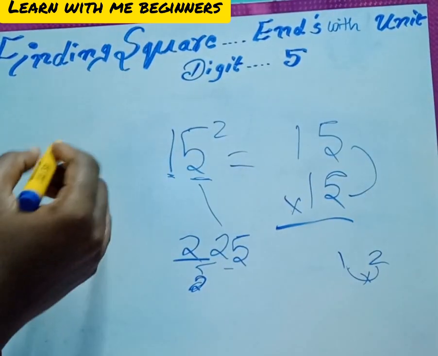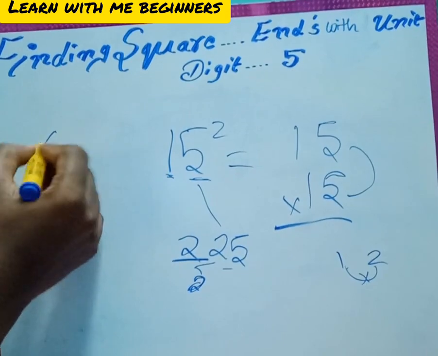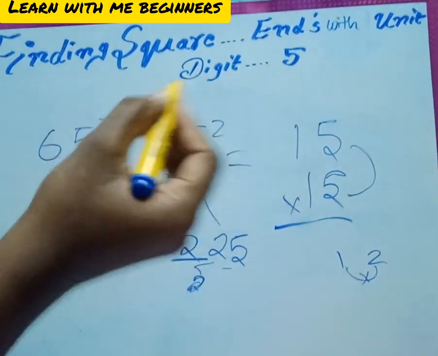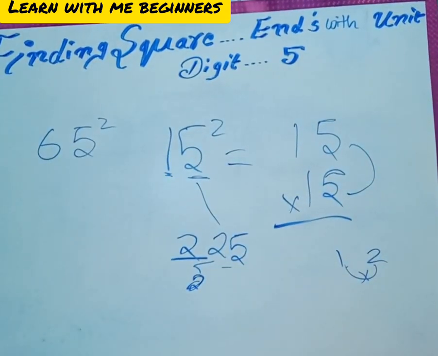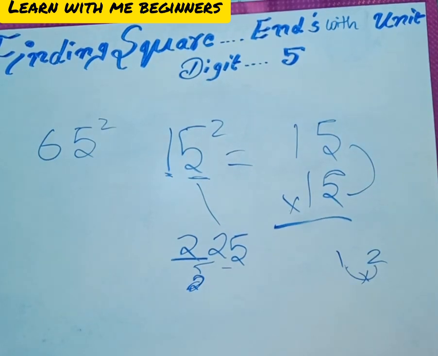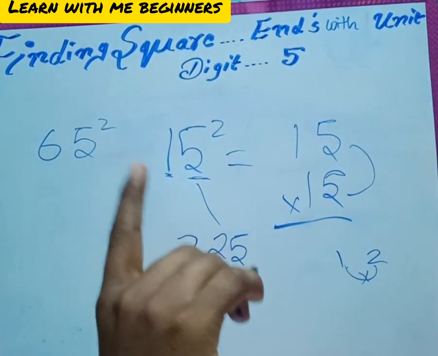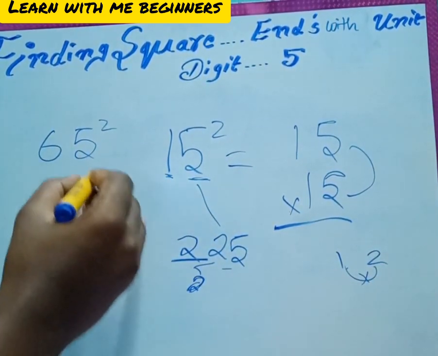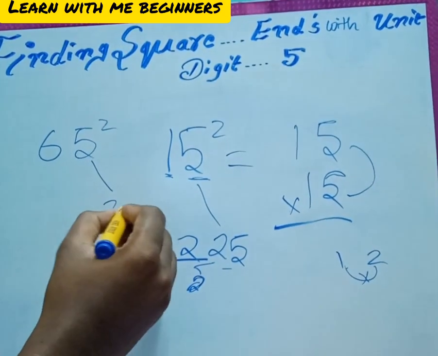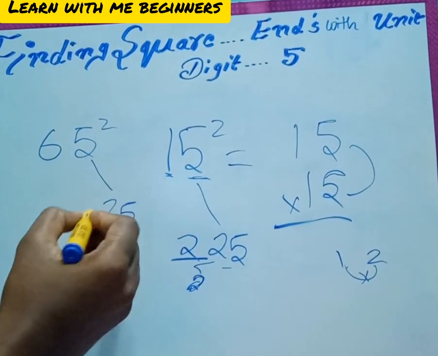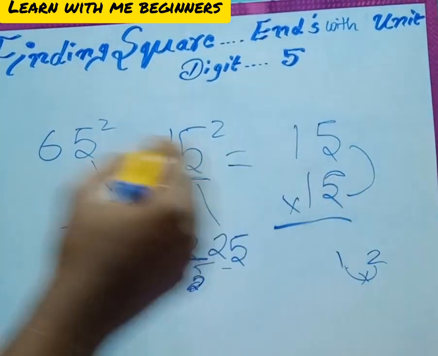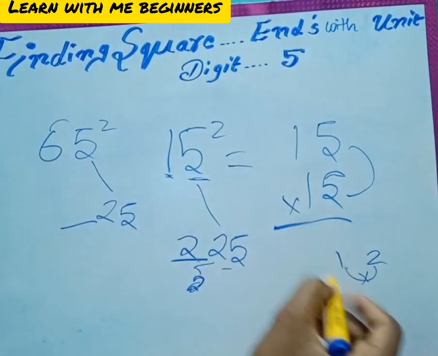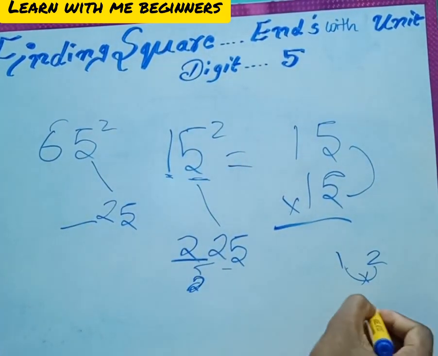For example, let me take a bigger number like 65. If I ask you the square of 65, you don't need to do anything. Just remember one thing: the number which ends with 5, its square always ends in 25. Now you have to find the remaining number. What is the next number after 6? That is 7. And what is 6 into 7?